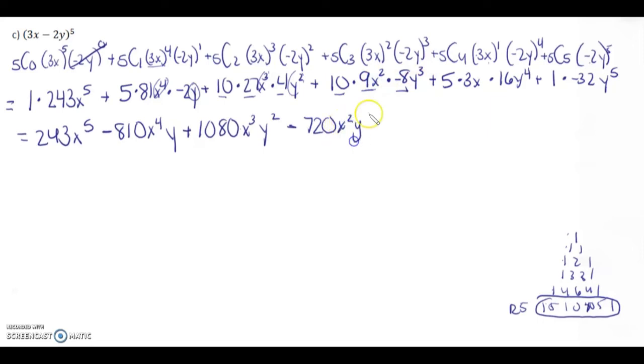X squared y cubed. Okay. The next one's going to be positive. So we have 5 times 3 times 16, and we're going to get 240 x y to the exponent 4. And then this one, because negative 32 y to the 5 is just multiplied by 1, this is just negative 32 y to the 5.